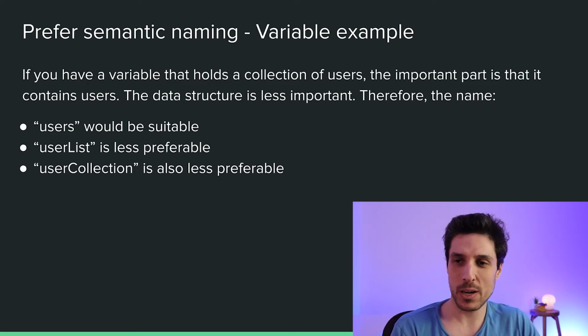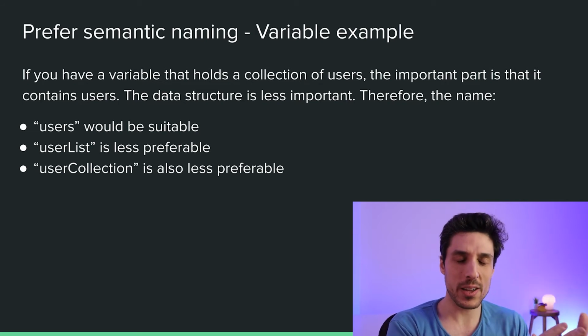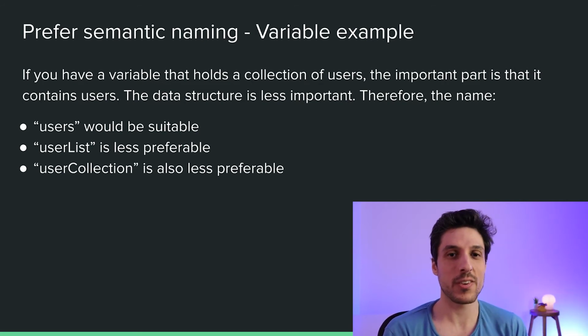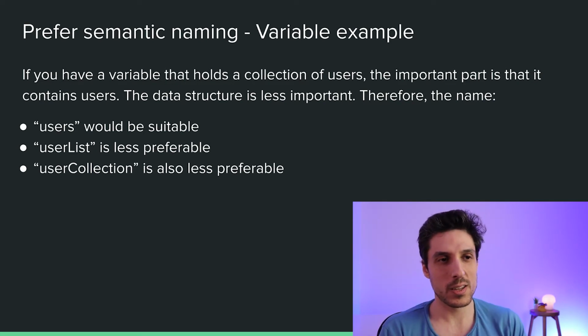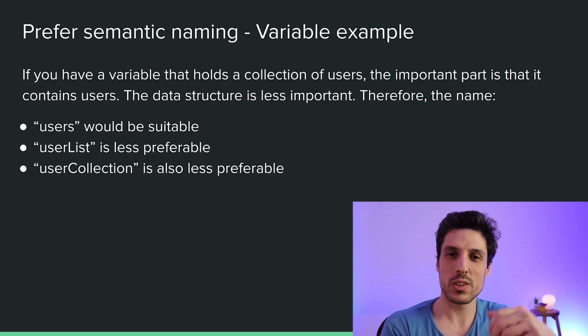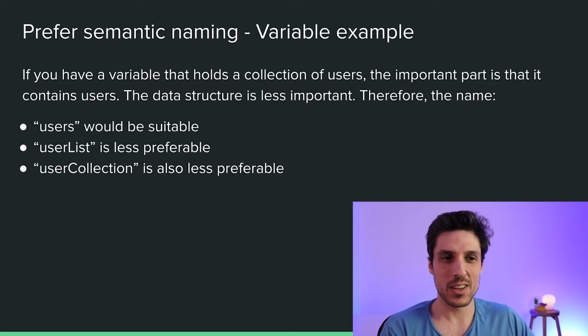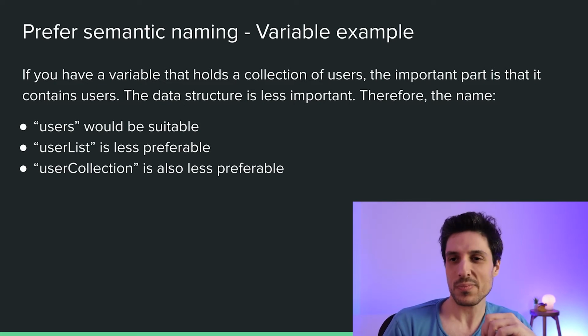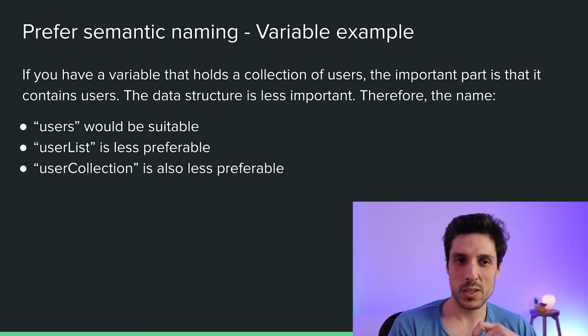The important part about that is that it holds users, okay? It's not that the users are in a list or an array or a map or anything, right? It's that it holds users. That's what the next person would want to know. Not only that, but your code editor would tell you this is an array, it has these methods, okay? So you really don't need that information. So the name users would be what I would personally go with.